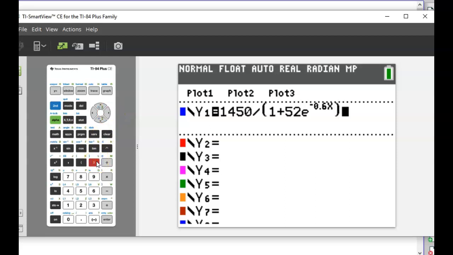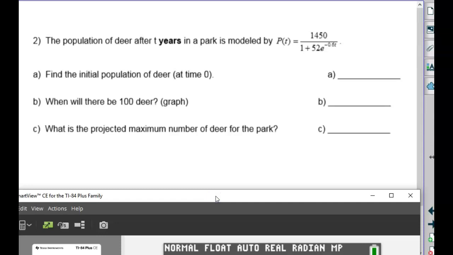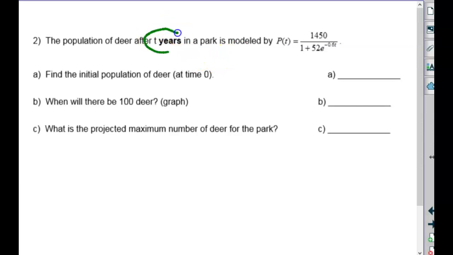Now, we got to think about an appropriate window. What does x represent in this question? The amount of time? Yes, t is x, and it is years. Can we have negative years? Okay. It doesn't really give us, it says how many were at time 0, when will there be 100, blah, blah, blah. So what do we know it's going to grow to? 1450 on the top, right? So the y number, we can go 0 to 1500 maybe.